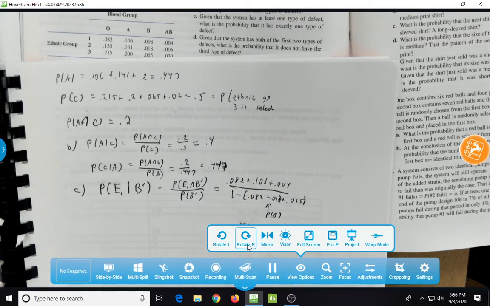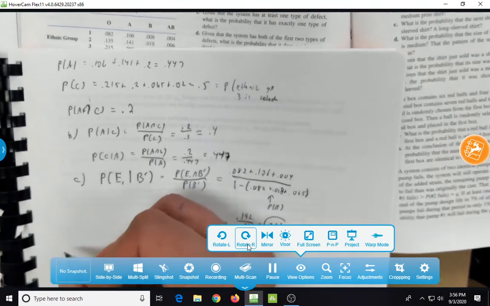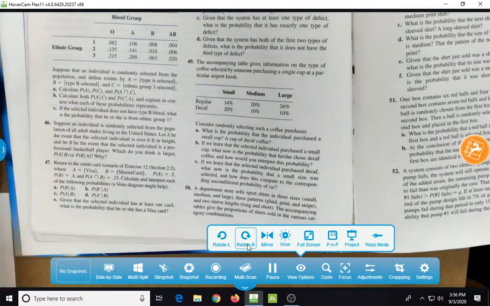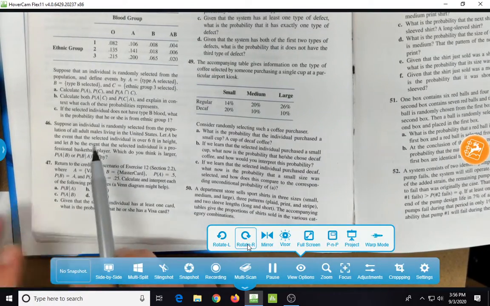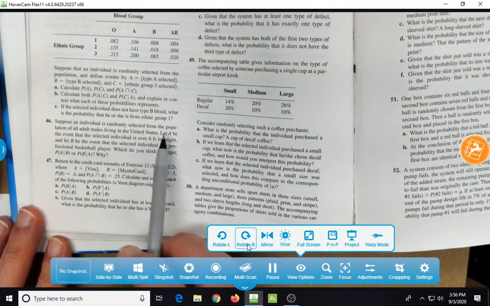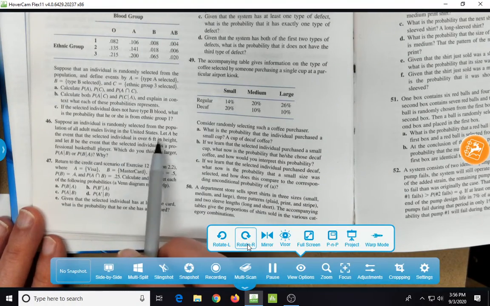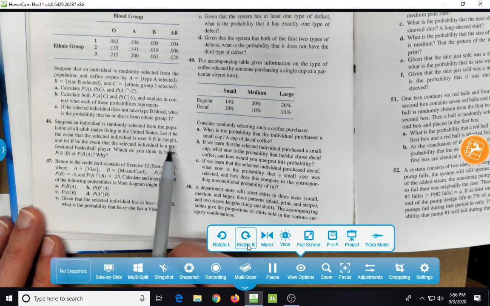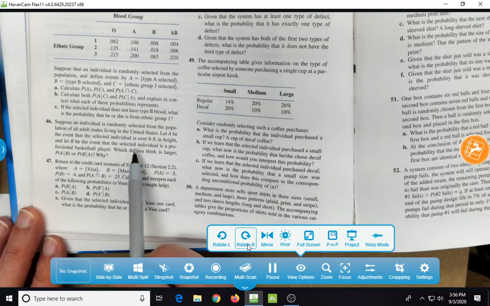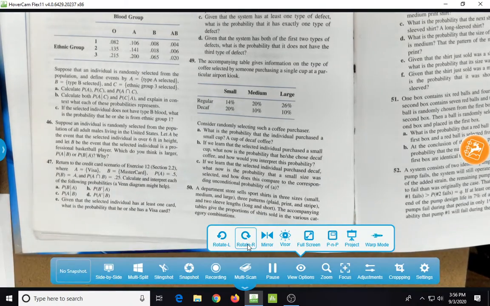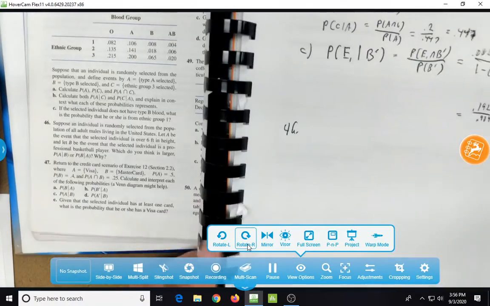All right, let's go and look at number 46 now. And I encourage you to pause your video as we look at this and try to answer them before I give them. Suppose individuals are randomly selected from the population of all adult males in the United States. Let A be the event that the selected individual is over 6 feet in height, and let B be the event that the selected individual is a professional basketball player. Which do you think is larger? Probability of A given B.